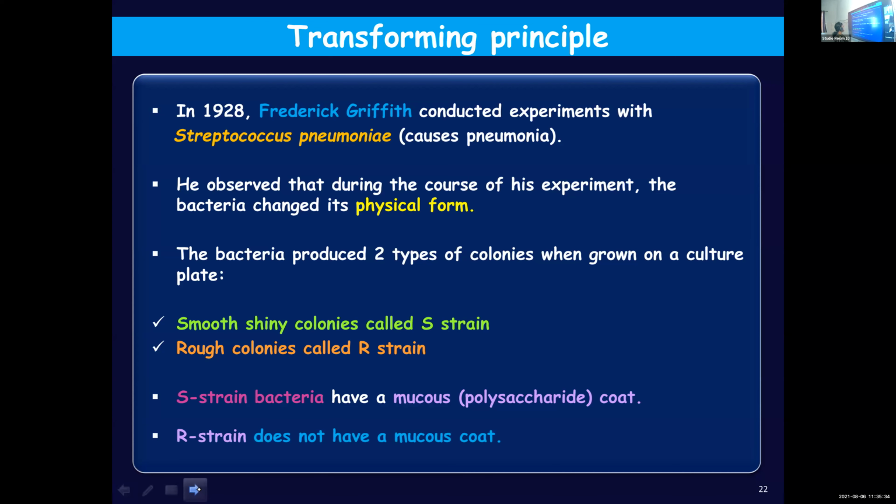And that was the main difference between S-strain and R-strain bacteria. S-strain bacteria are virulent, meaning they are poisonous. They can cause harm to the organism. It's a pathogen. They can cause diseases. Whereas R-strain bacteria are non-virulent.